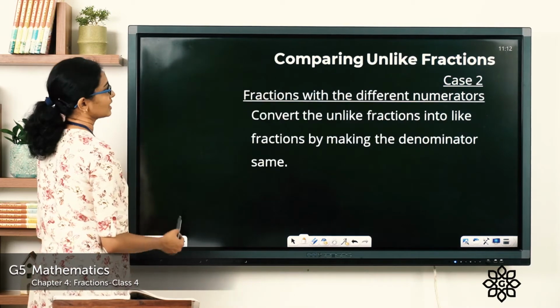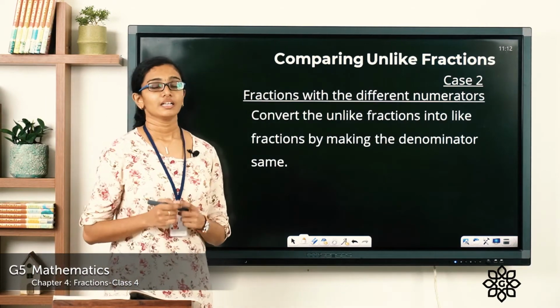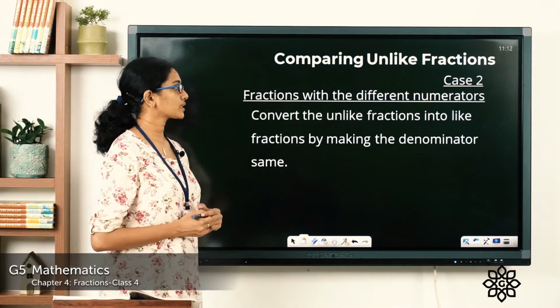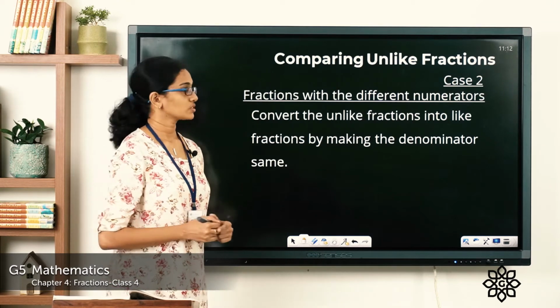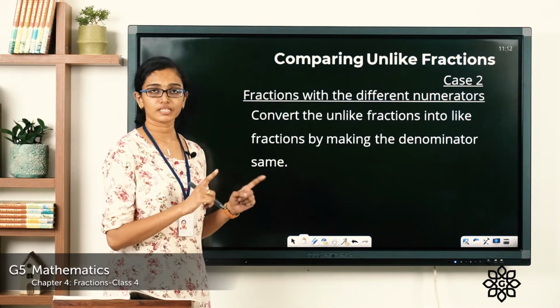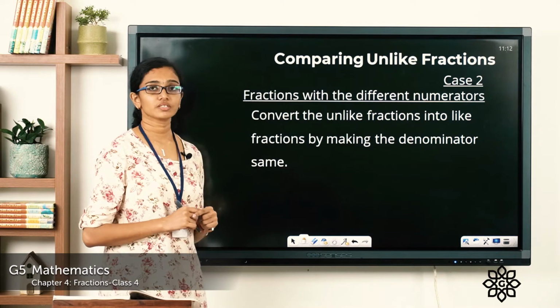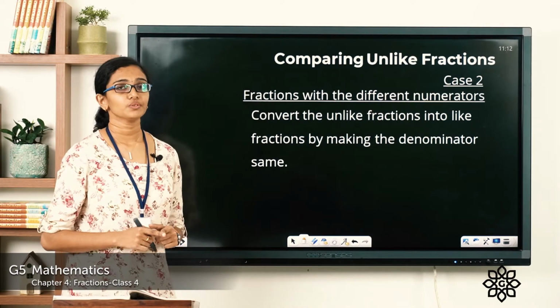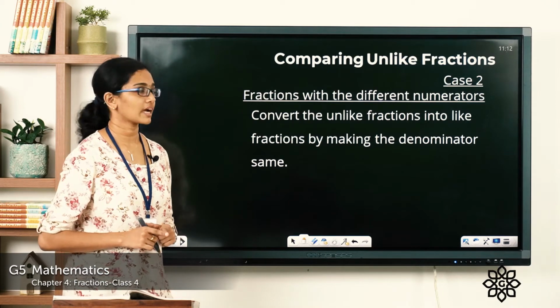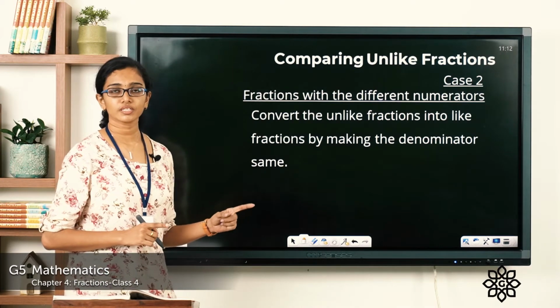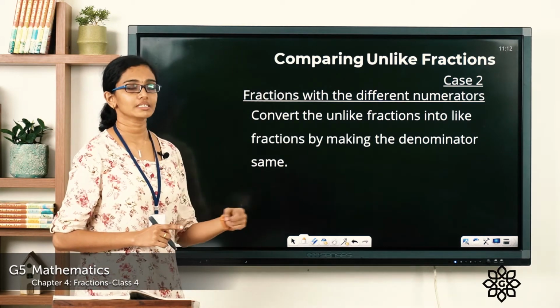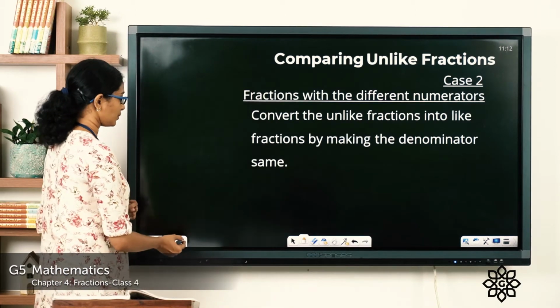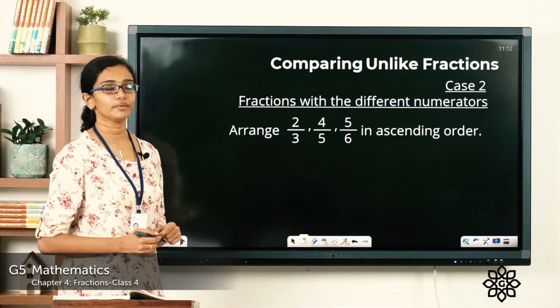Clear? Now, let's see the second case, fractions with different numerators. In the previous case, we saw fractions with the same numerators. Now, what if the fractions have different numerators? In this case, we have to first convert the unlike fractions into like fractions by making the denominator the same for all the fractions. How can we do that? We'll see with an example.